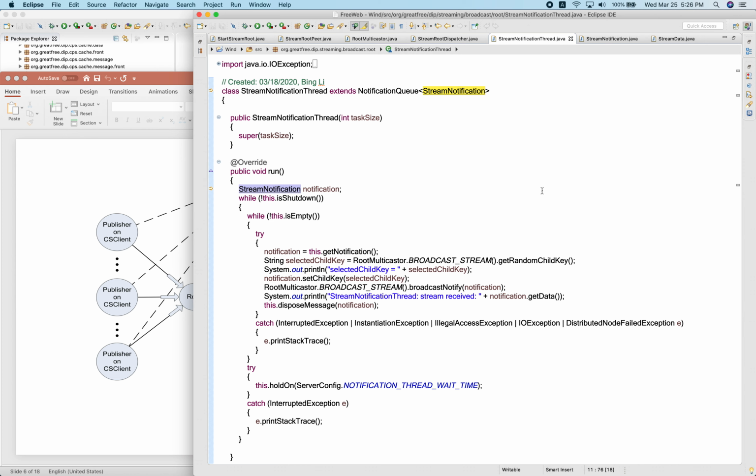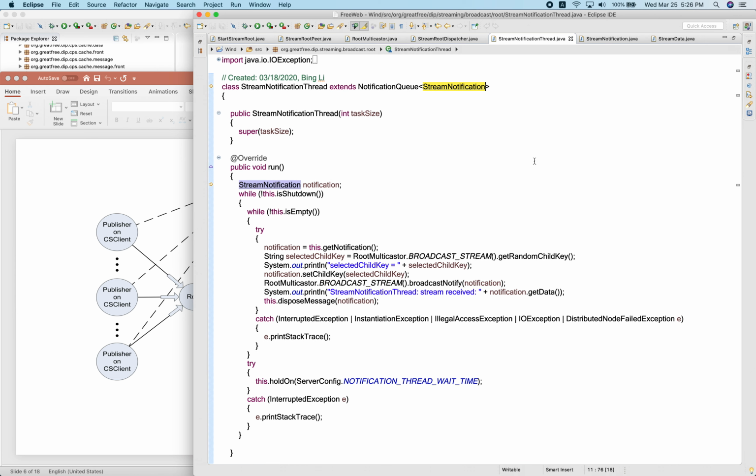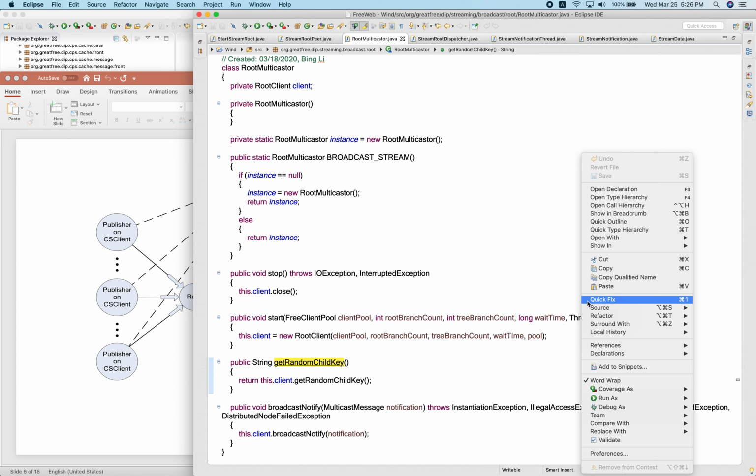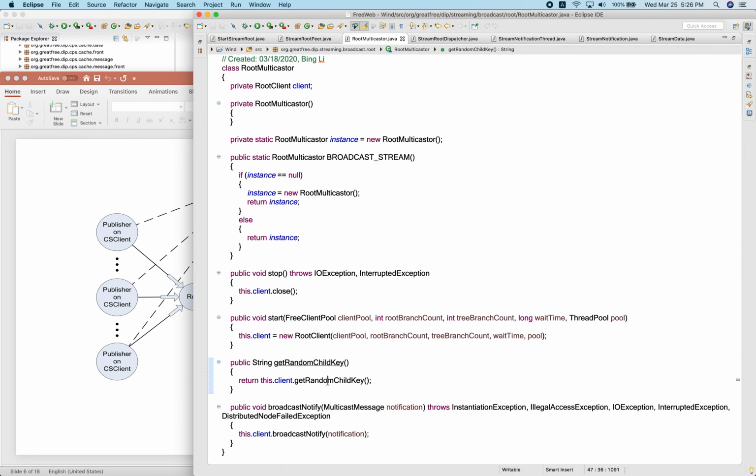You can see here, this is a notification, right? Notification is obtained, and then here one. This method, you must have never seen such a method. So let us take a look at this one. This one method selects one child K randomly from the multicasting framework. Why do we need to do that?